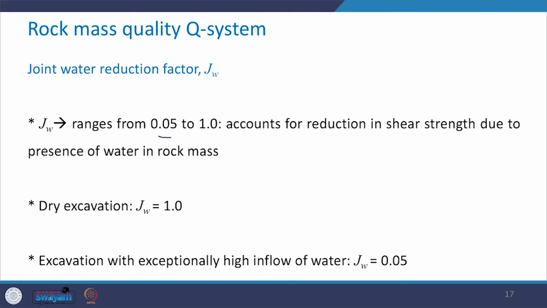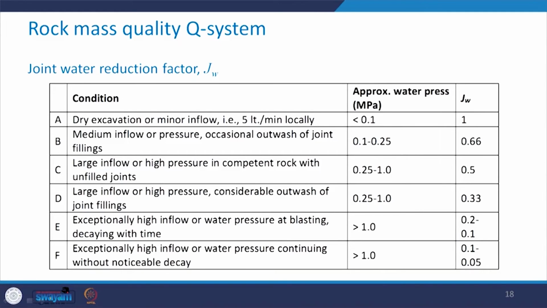This ranges from 0.5 to 1.0 and it accounts for the reduction in shear strength due to the presence of water in rock mass. As far as dry excavation is concerned, JW is assigned a value of 1.0, and for the excavation with exceptionally high inflow of water, a low value as 0.05 is assigned to JW. This table gives us the idea about the ratings which should be assigned based upon the approximate water pressure and the condition of the excavation. So, in case you have dry excavation or minor inflow, that means 5 liters per minute locally, then the water pressure is going to be less than 0.1 MPa and the rating which is assigned is 1.